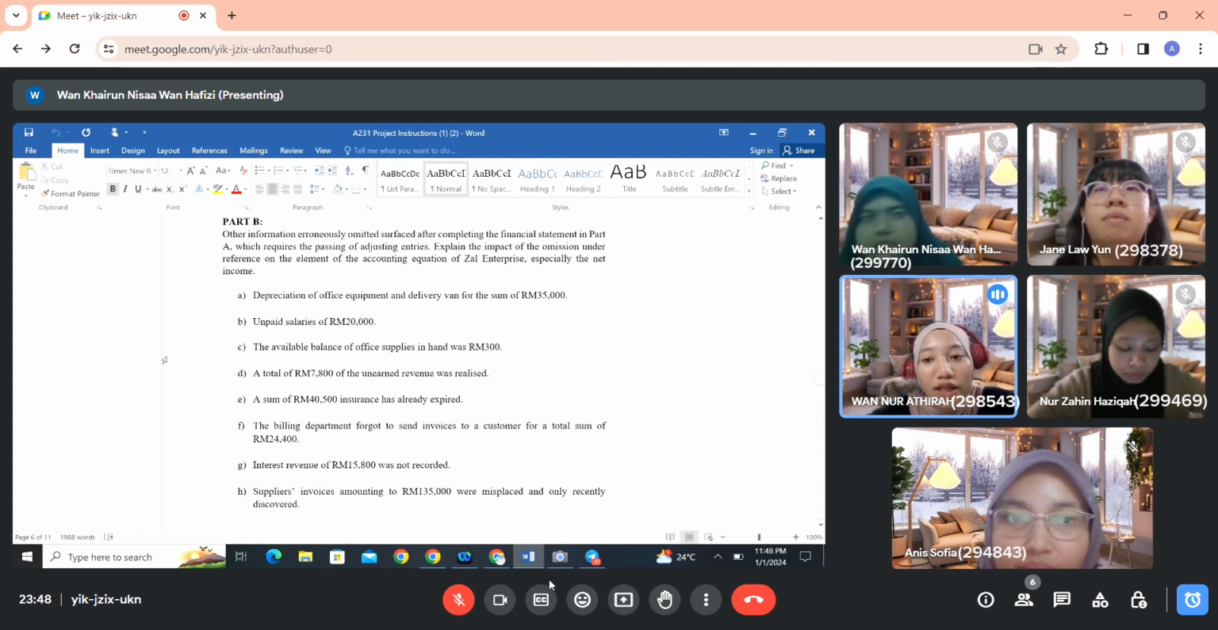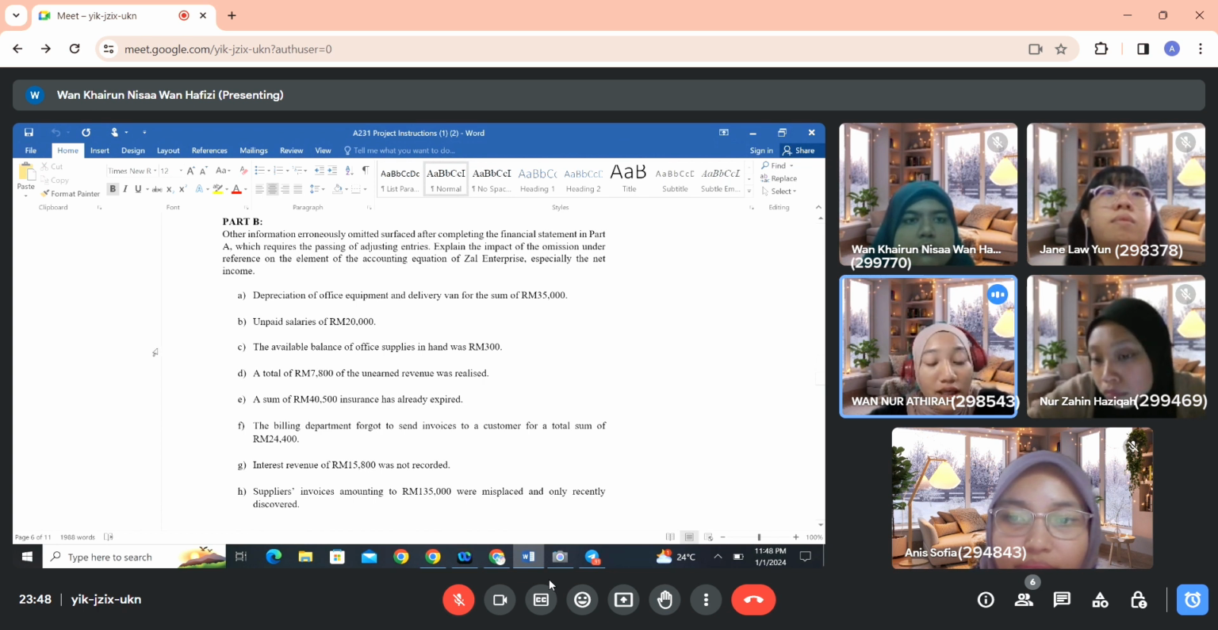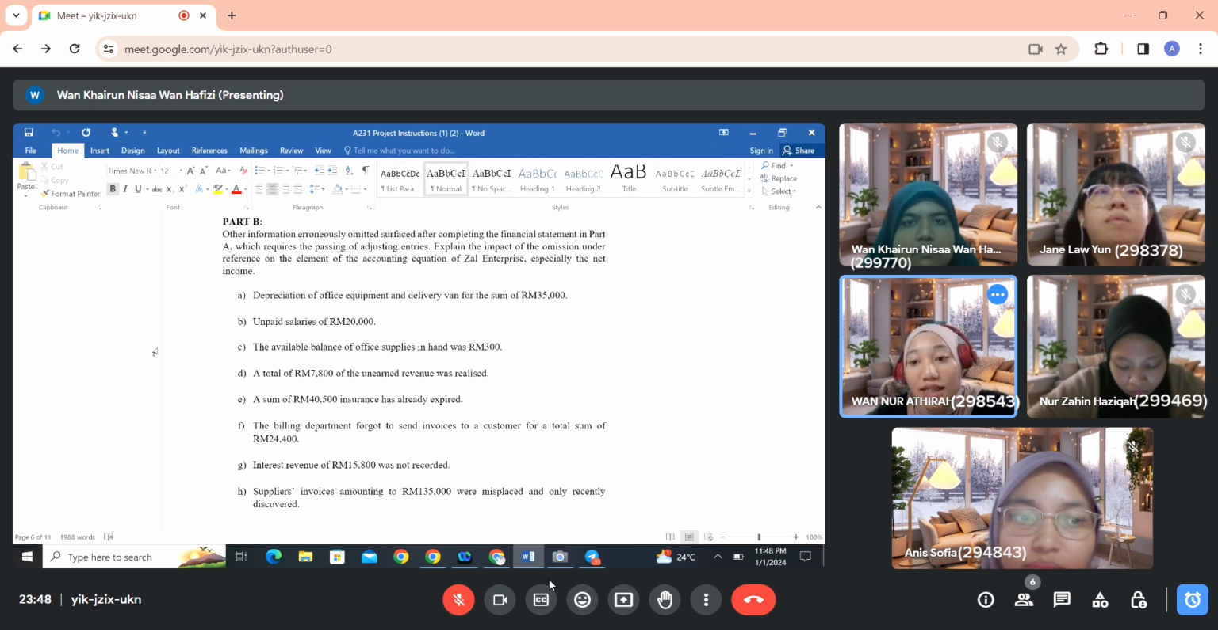For part B, we need to explain the impact of commission under the reference of the element of accounting equation of the enterprise, especially the net income. For question A, depreciation of office equipment and delivery van for the sum of 35,000 ringgit. The asset is decreased 35,000 ringgit. For liability, not affected, and for equity, it is decreased 35,000 ringgit.